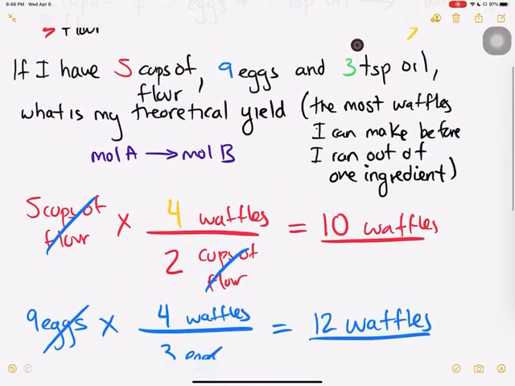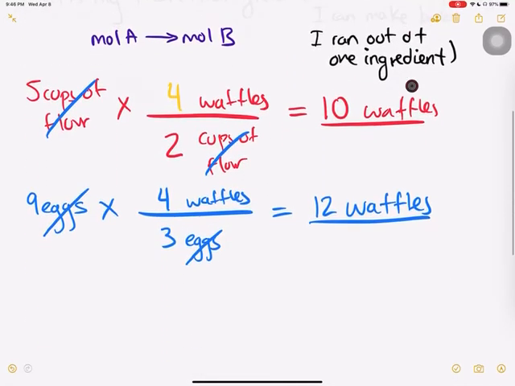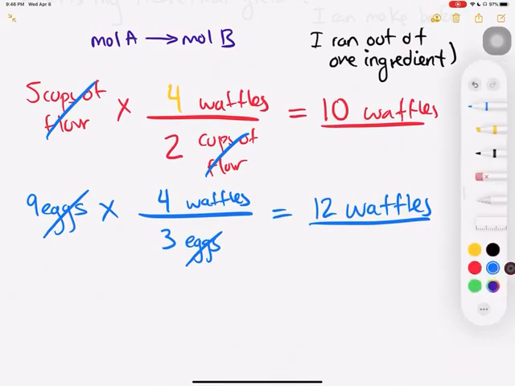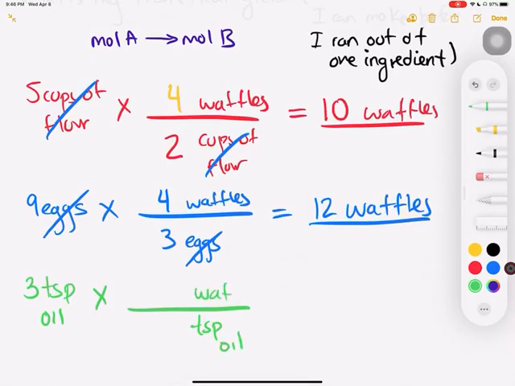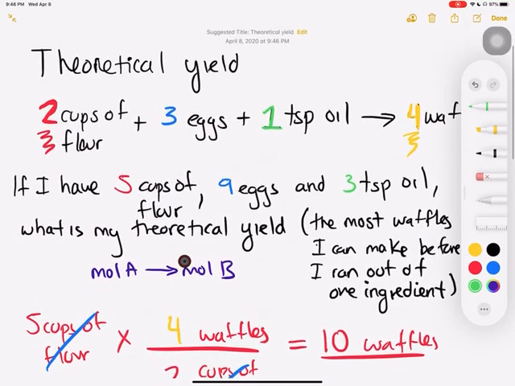And now let's take 3 teaspoons of oil and see how many waffles I can make with that. We're going to do the dimensional analysis. Teaspoons of oil go in the bottom so they cancel out, and waffles go on top. And where am I going to get the numbers that go in here? From the chemical equation again.